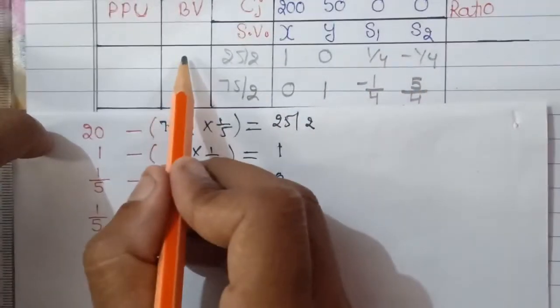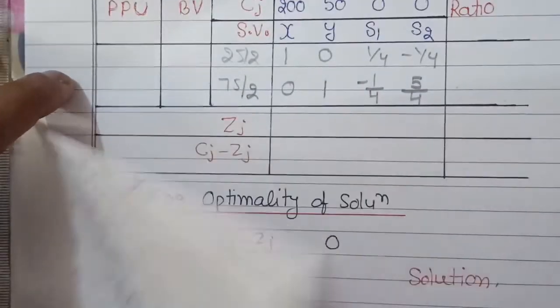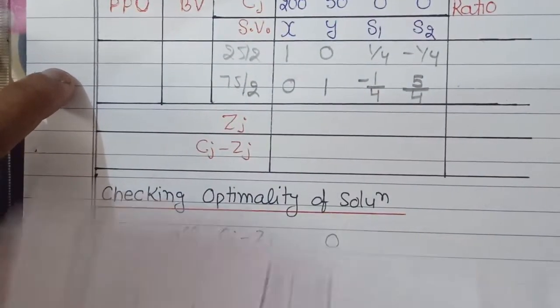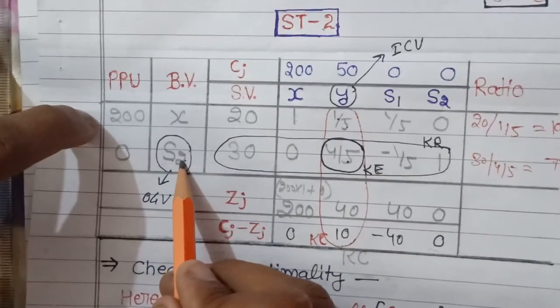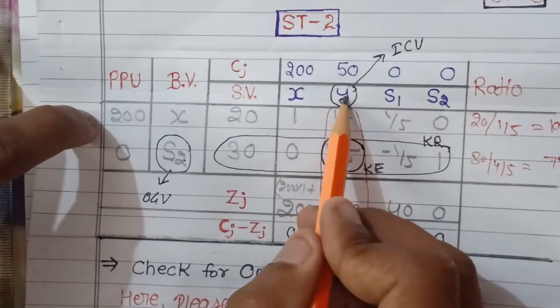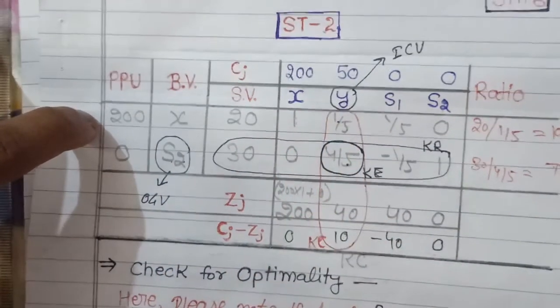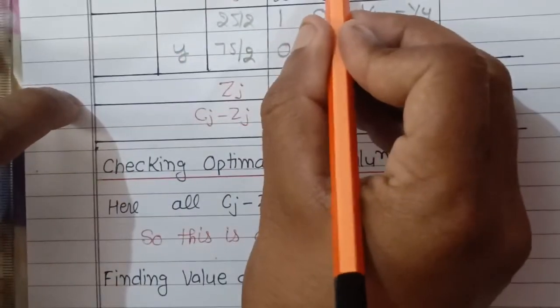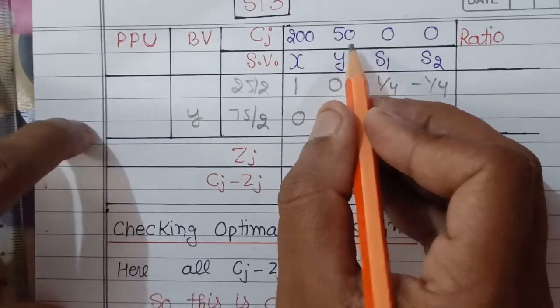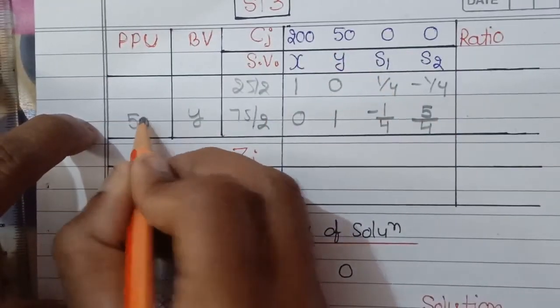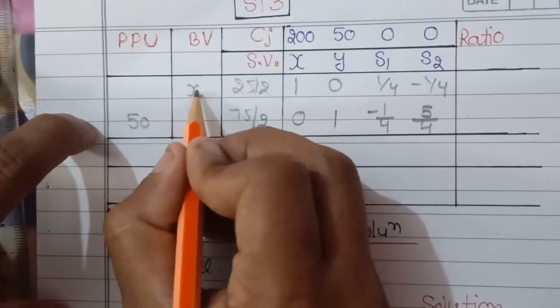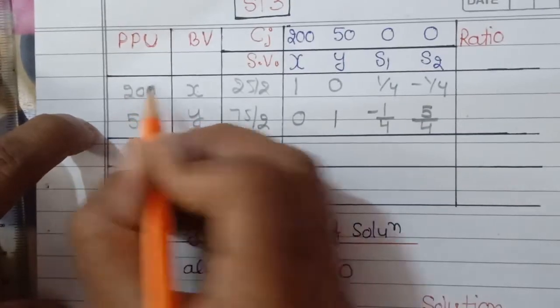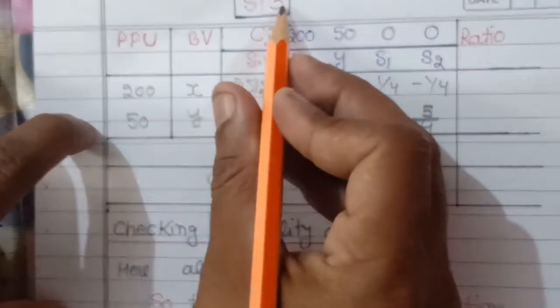Here you will see that from simplex table 2, this is the outgoing variable and this y is the incoming variable, so we have to change this also. So now this is y, and the value for y, you will see, is 50, so we have to write here 50. There will be no change in this value and this value. They will remain the same as in simplex table 2.